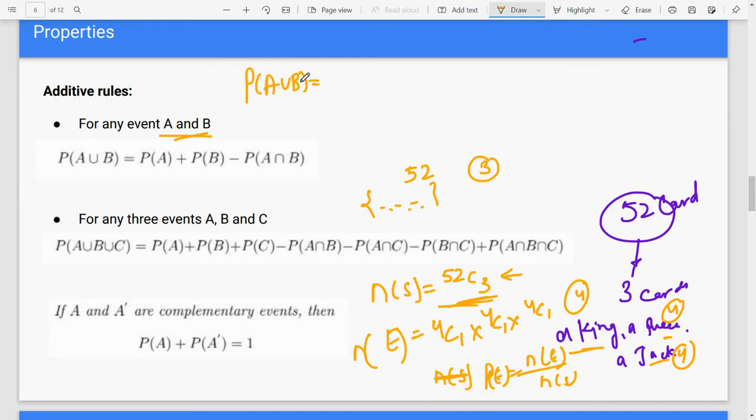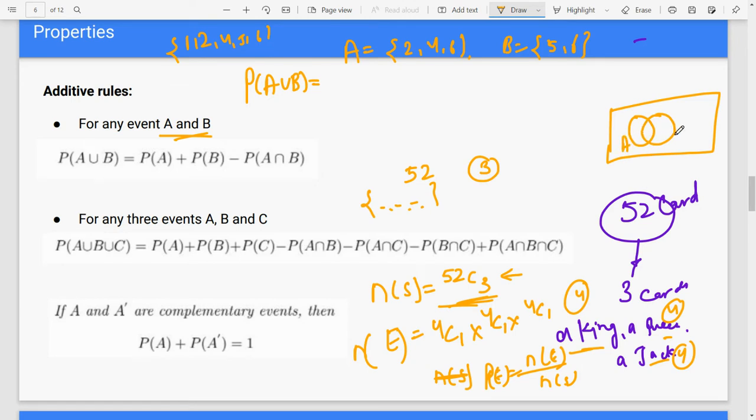Someone may ask you why this is important. Let's say we are still talking about the dice, 1 2 3 4 5 6. A is the event of having an even number, 2 4 6, and B is the event of having a number greater than 4, which is 5 6. We are interested in the probability of A union B. When you see the Venn diagram, let's say this is A, this is B, and this is your whole sample space. A union B means all the elements that are in A and all the elements that are in B.